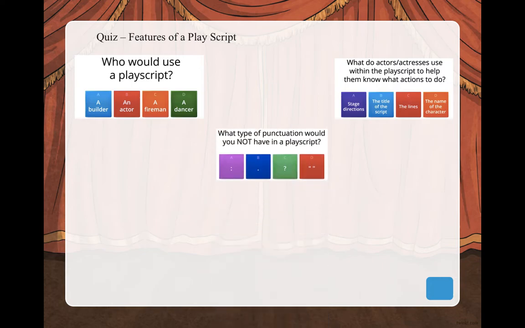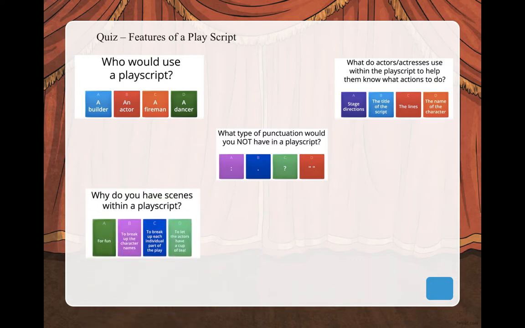Number 3, what type of punctuation would you not have in the play script? Is it A, colon, B, full stop, C, question mark, or D, speech marks? Number 4, why do you have scenes within a play script? Is it A, for fun, B, to break up the character names, or C, to break up each individual part of the play, or D, to let the actors have a cup of tea?